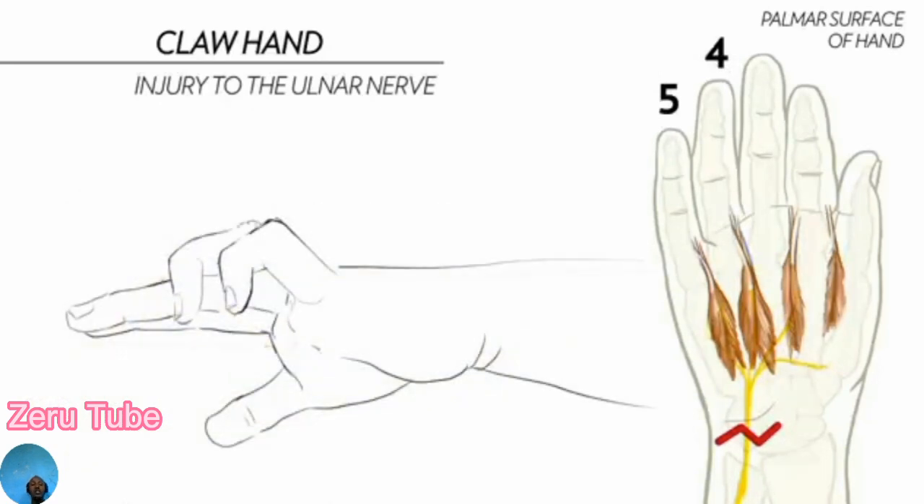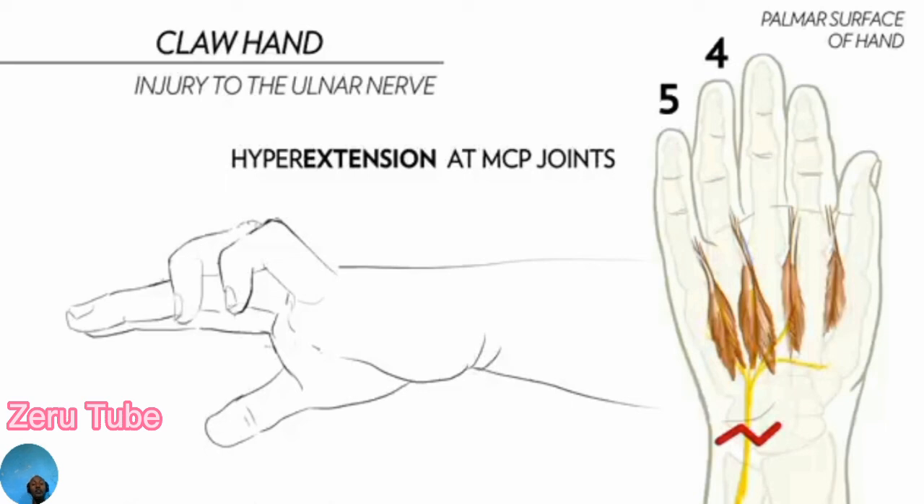Finally, the patient can have signs and symptoms, mainly the sign of claw hand. This comes due to hyperextension at the metacarpal joint and flexion at the interphalangeal joint.